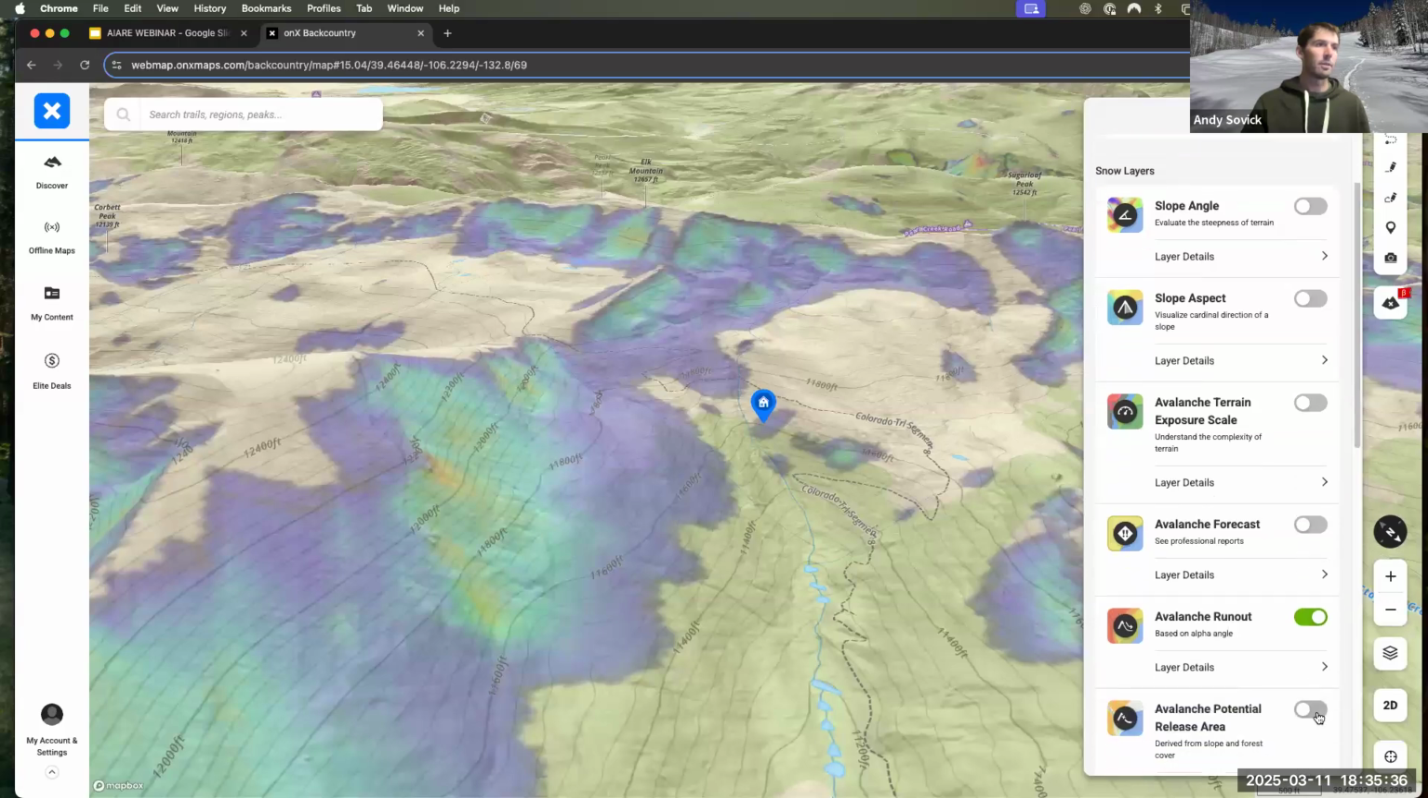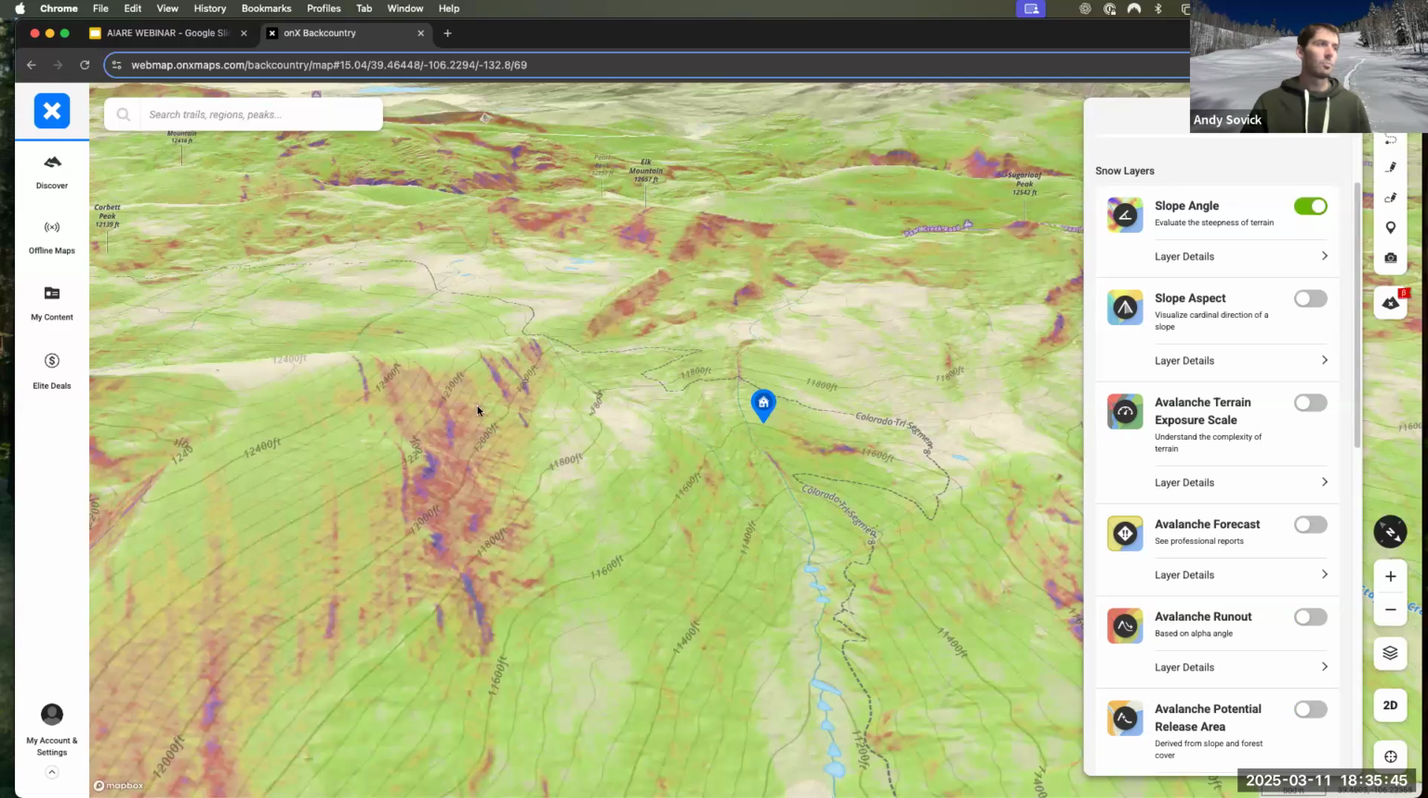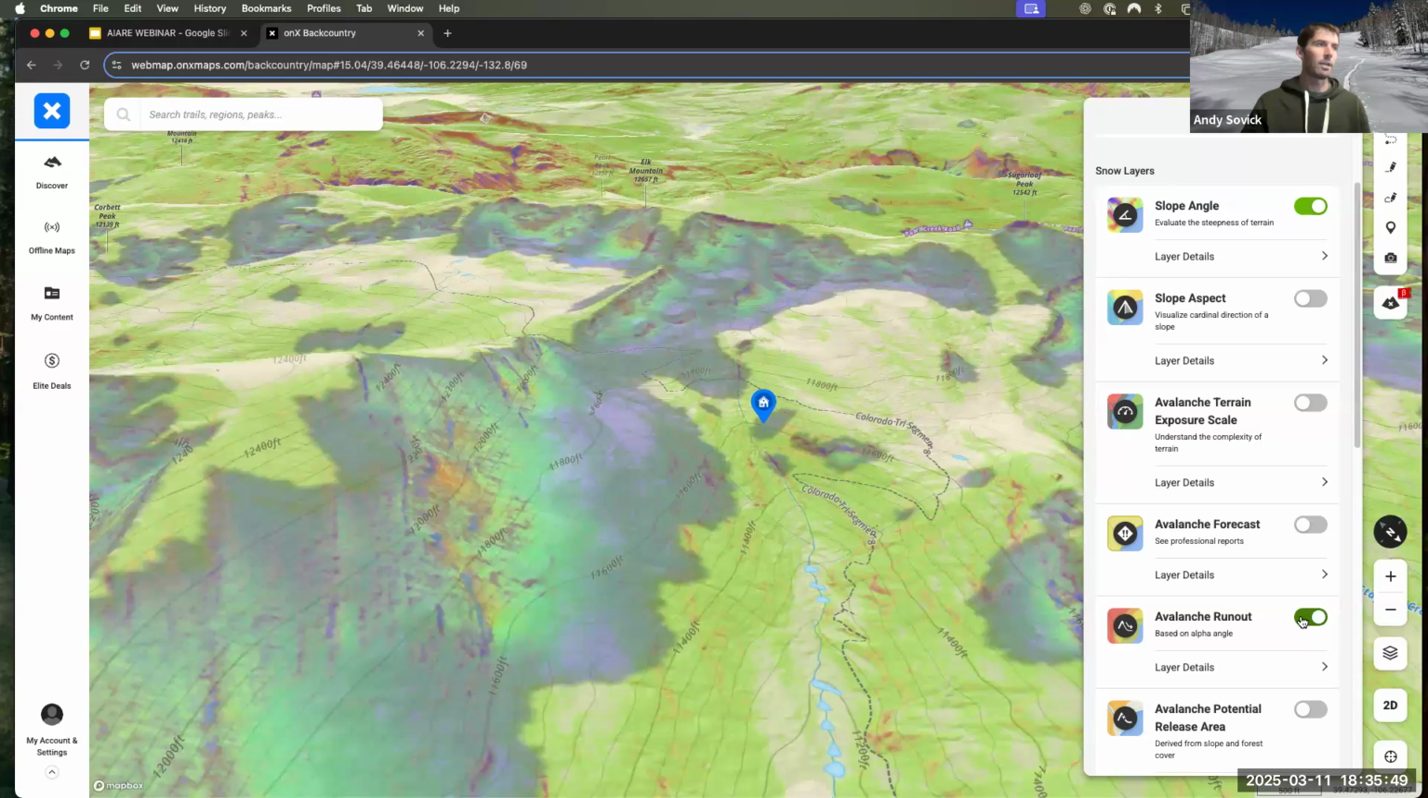Here, I'll use this potential release area starting zone layer as well. Oh, we're gonna go with slope angle. Slope angle is often where the avalanches start, and we see the avalanche runout layer, what I like to call the simulator, shows us where the avalanche could actually run to.